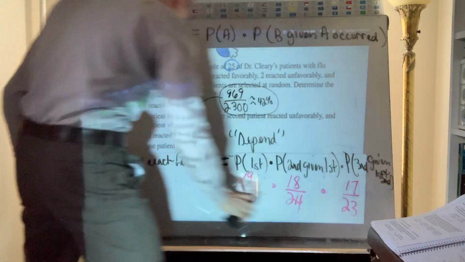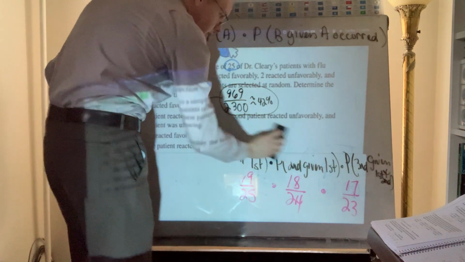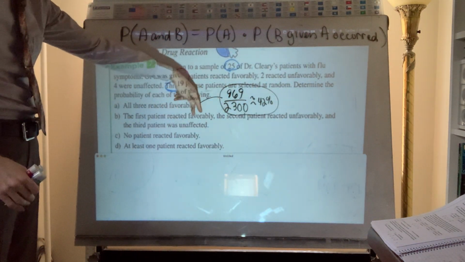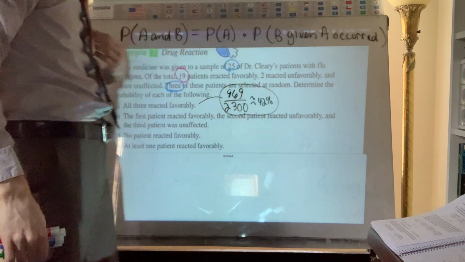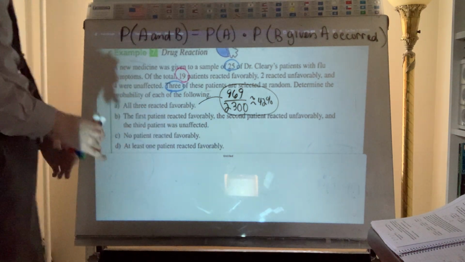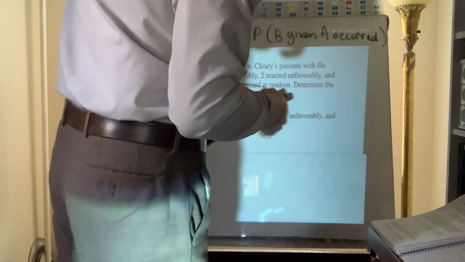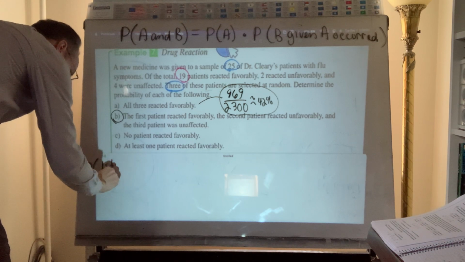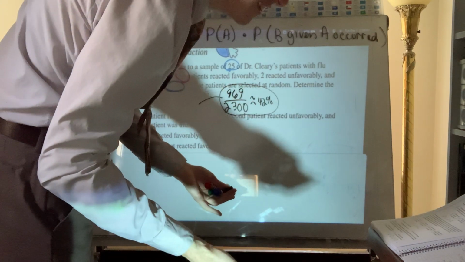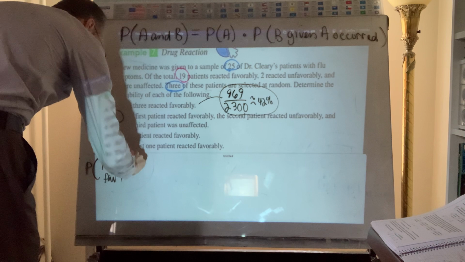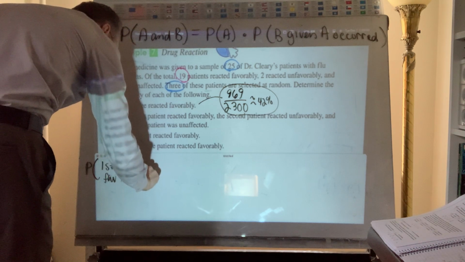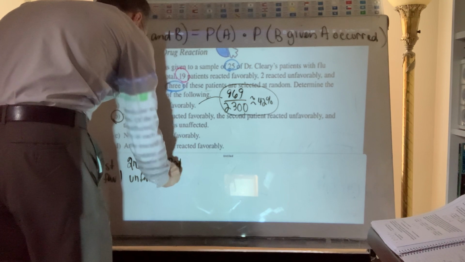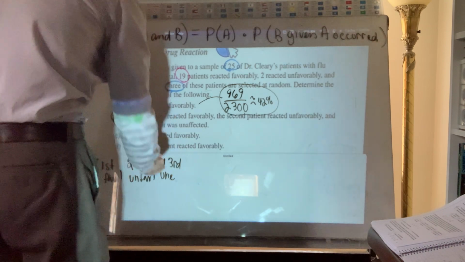The conditions are then going to change. Calculate the probability that the first patient reacted favorably, the second patient reacted unfavorably, and the third patient was unaffected. That's quite verbose. So to make this a little bit more concise, I'm going to say it's the probability the first is favorable, and then I'll put a comma, second unfavorable, and third unaffected.